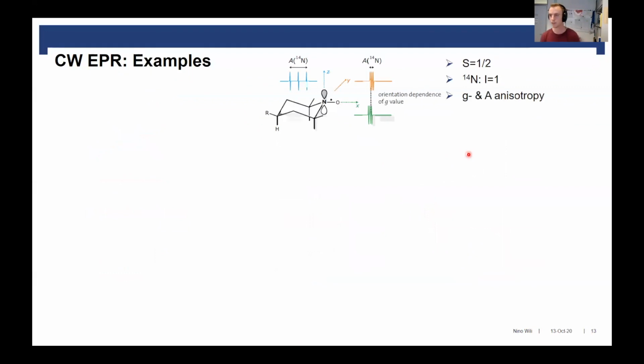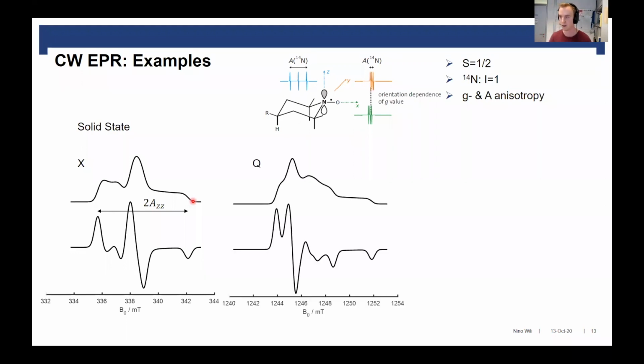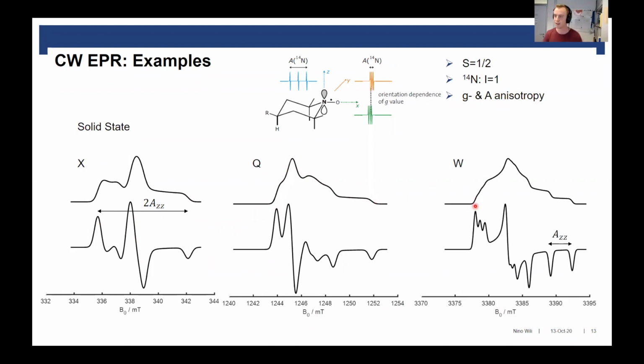Just another important example is this nitroxide. So spin 1/2, coupling to the nitrogen, and g as well as A are anisotropic. At X band, it's actually the hyperfine coupling that dominates the width, but already here it's not obvious to see how the spectrum actually arises, and I don't expect you to. I want to show you the example. At Q band, you see the g-anisotropy coming in. I just plot the derivative at the bottom, but I think you're more accustomed probably to the absorption line shape. And then at W band, you see that the g-anisotropy is actually the dominating factor for the width.